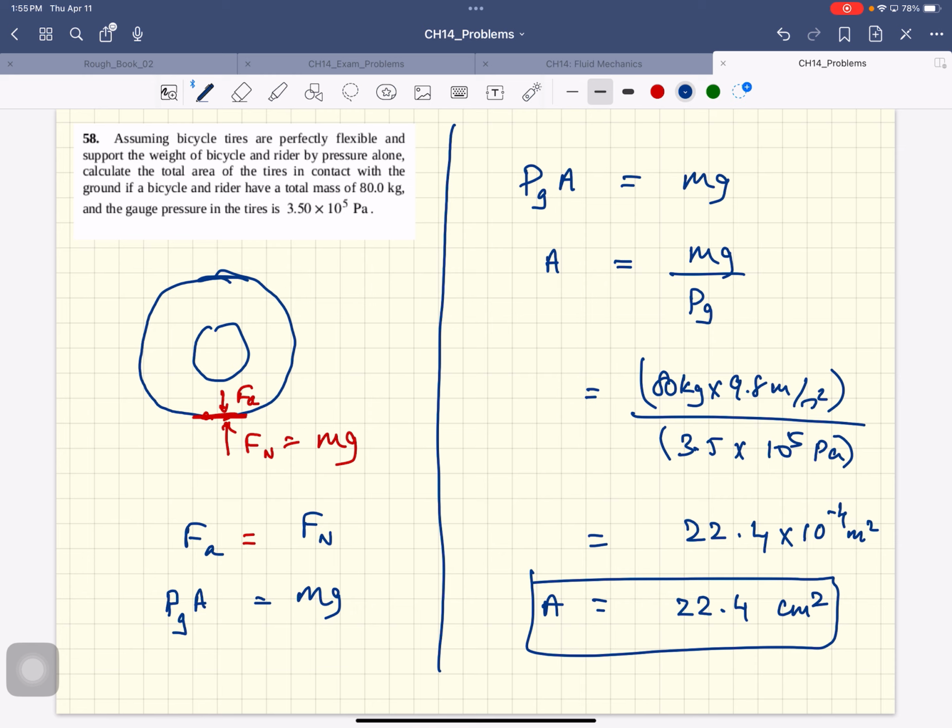Why did we use the gauge pressure and not the absolute? Here's air pushing down, but no matter what, there's air underneath as well, and that's atmospheric pressure. So absolute pressure minus atmospheric pressure, that's the gauge. The gauge pressure is what's pushing down on it. So you put a piece of paper on the table. Unless you get all the air out, there is atmospheric pressure underneath.